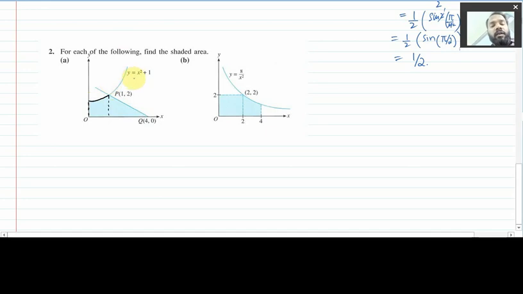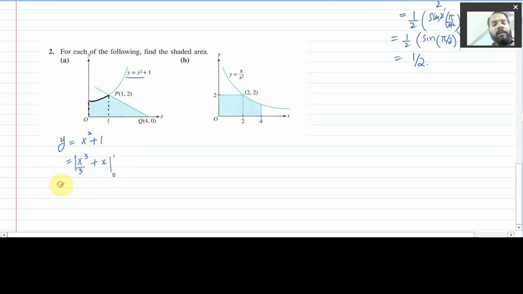So the curve equation we have is y equals x squared plus 1, right? First we need to integrate it, because we are looking for area. So the integral will be x cubed divided by 3 plus x. And when we apply limits, the curve shaded part is from 0 till this point, which is 1. So it's from 0 till 1.